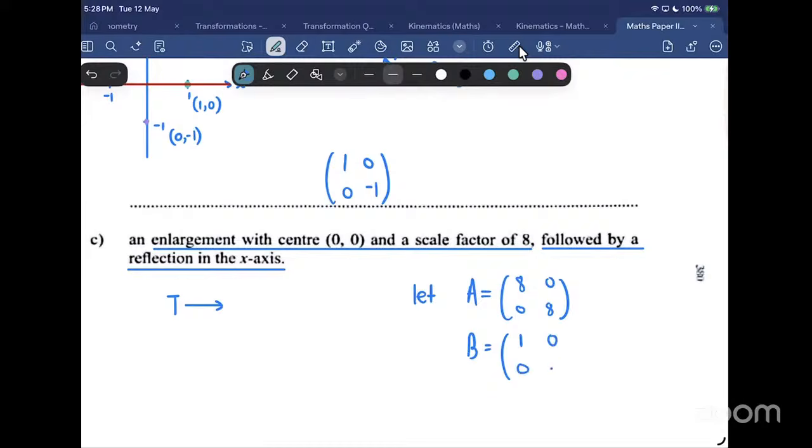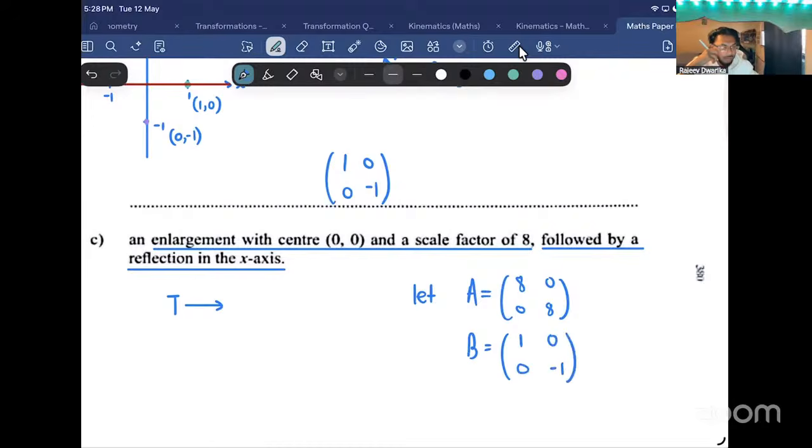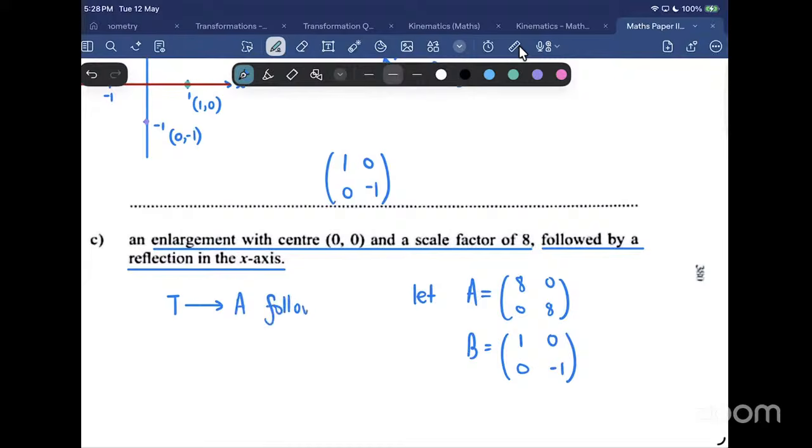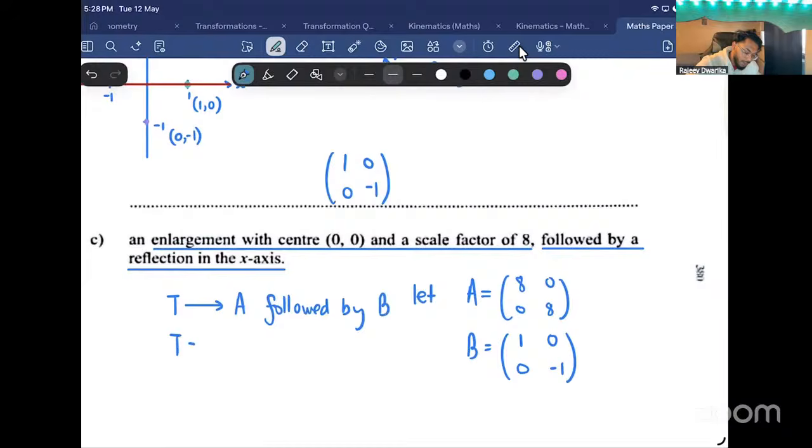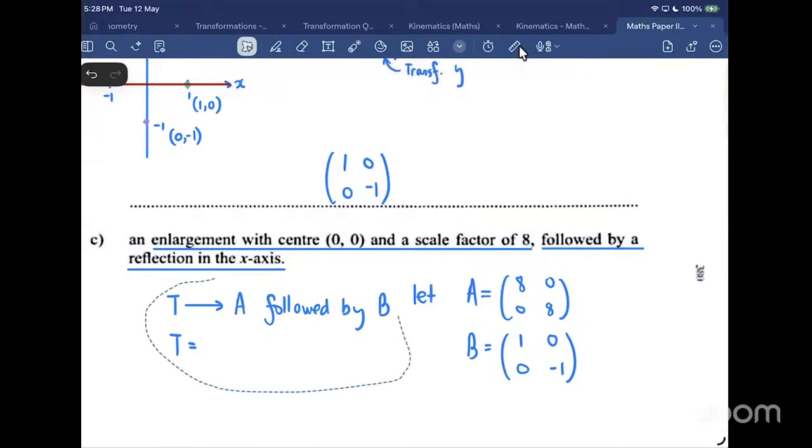Which one happened first? Read back the statement: an enlargement with center 0, 0 and scale factor of 8. That is what happened first. So I would say A followed by B. And so when I'm finding the combined transformation, I will say B by A. Exactly, B by A.